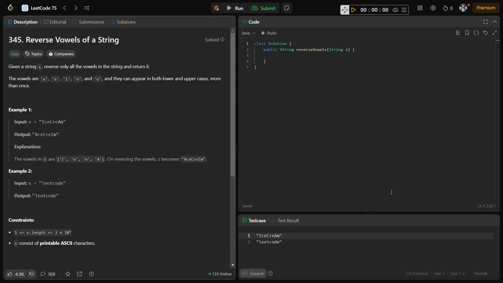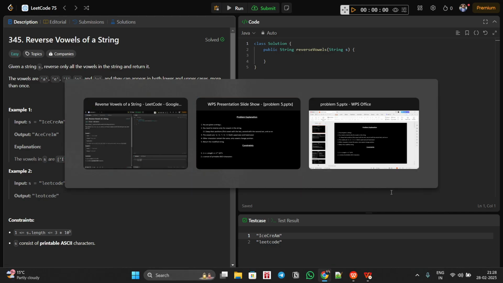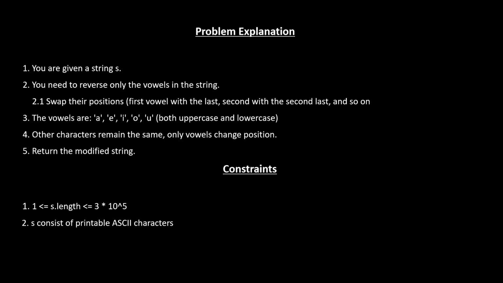Let's begin with the fifth question. Question 345 refers to reversing vowels of a string, and the level of the problem is easy. I will request you to read the question beforehand, as I will deep dive into the PPT and explain it in a simpler way. Okay. Now let's understand the problem in the easiest way possible.